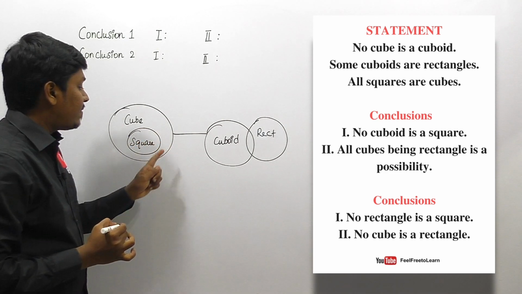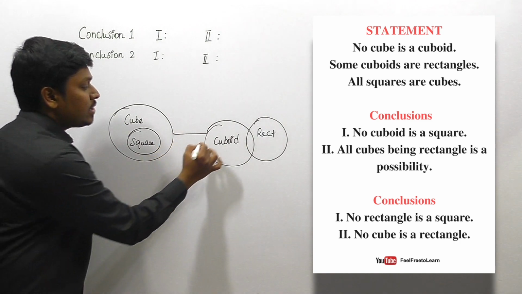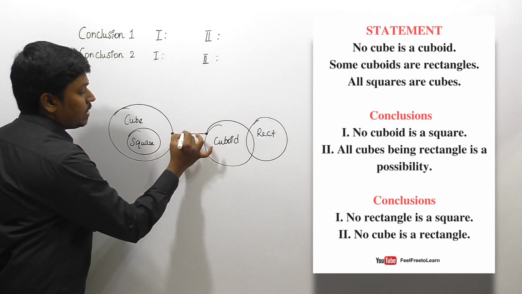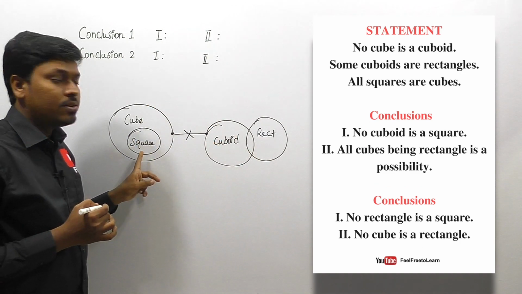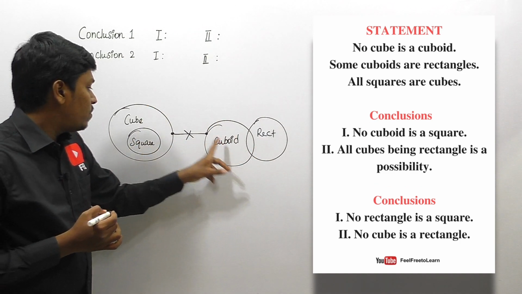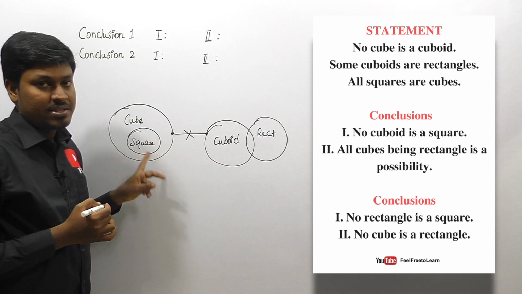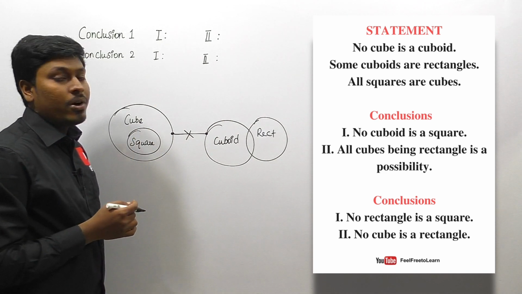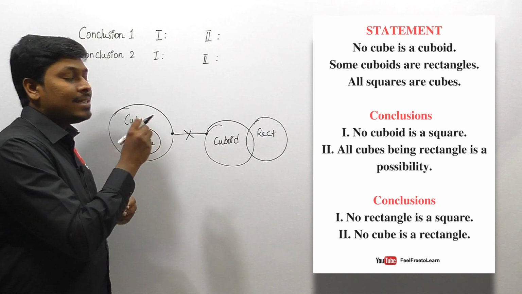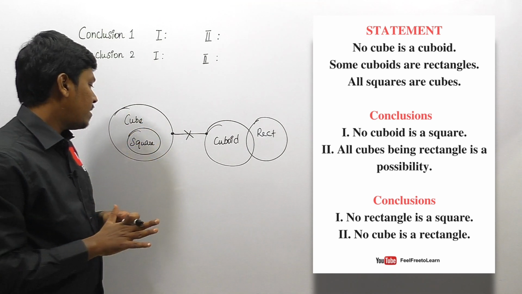So friends, listen carefully. Here there is no link between cube and cuboid, but we can connect rectangle to cube, and also rectangle to square. But we can't connect cuboid to cube and also cuboid to square, which is most important, right? So for the first set of conclusions, no cuboid is a square. They are saying that there is no connection between cuboid and square, which is exactly correct.